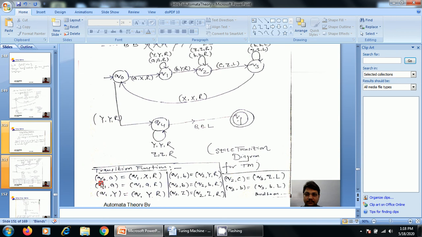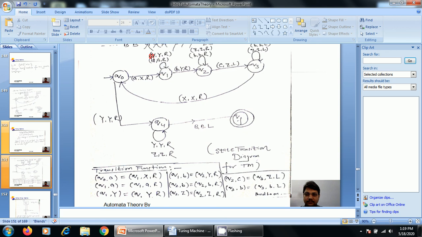See how it is written. Q0, a: if we are at position Q0 and the input is a, then in place of a write x and move right. When we are at position Q1, if the input is a, then keep it a and move right. At Q1, if there is a y, then keep it y and move right.